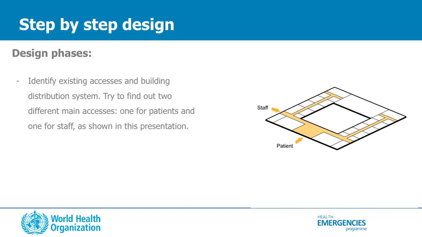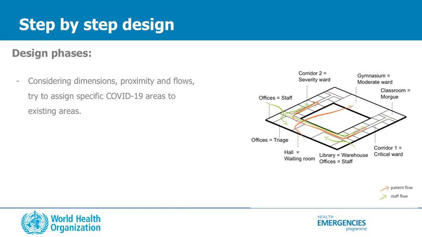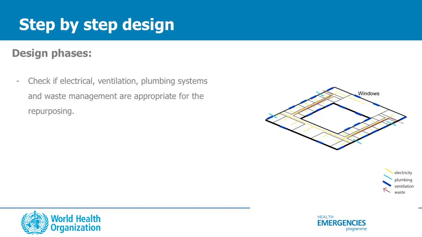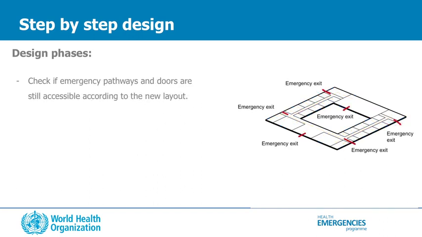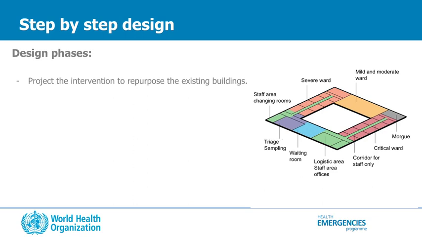Using the building technical drawings, we should start identifying existing access and building distribution system. Try to find out 2 different main accesses, one for patients and one for staff, as shown in this picture. Considering dimension, proximity and flow, try to assign specific COVID-19 areas to the existing areas. Check if electrical, ventilation, plumbing system and waste management are appropriate for the repurposing. Check if the emergency pathway and doors are still accessible according to the new layout. Finally, draft the intervention to repurpose the existing building.